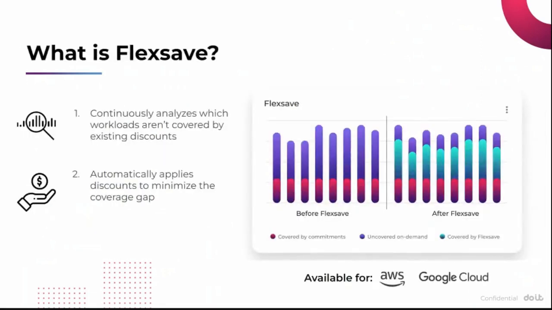So the way Flexsave works is it is a machine learning automated solution that is constantly working in the background to analyze your compute usage and determine which workloads are already covered by existing discount mechanisms. So this could look like compute commitments in the form of committed use discounts. It could be specialized pricing. It could be an EDP that you have with the cloud provider. Anything that is already covered by an existing discount, Flexsave leaves alone, and then anything that is being billed with on-demand pricing, it can apply the equivalent of a 1 year compute commitment to those workloads. And therefore, it is minimizing the coverage gap that you have in your discount mechanisms.